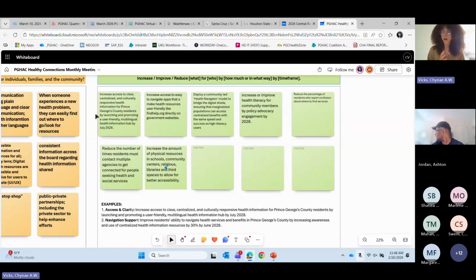Next month, we'll share the cleaned up drafted goals with you all. And then we'll take it another step further and go from goal setting to strategy development. That'll take us over the next couple of months. And we know that's going to be an important step to help us determine how we want to operationalize the things that we drafted today.